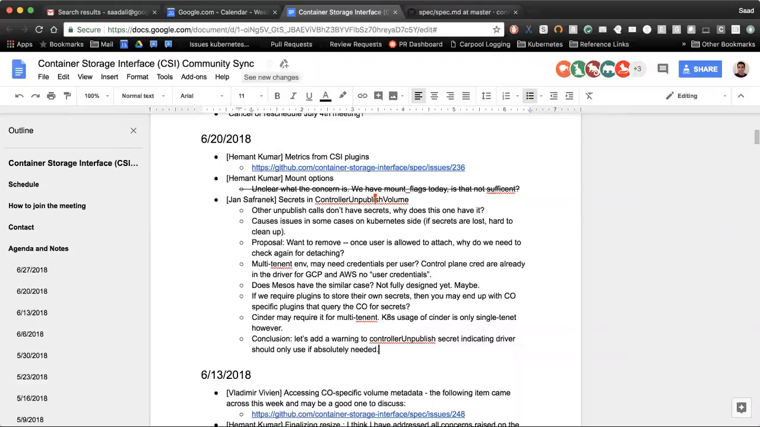So in the third option, where would the secret be persisted? In the third option, it wouldn't be persisted. This plugin would basically just fail in that case. Okay.